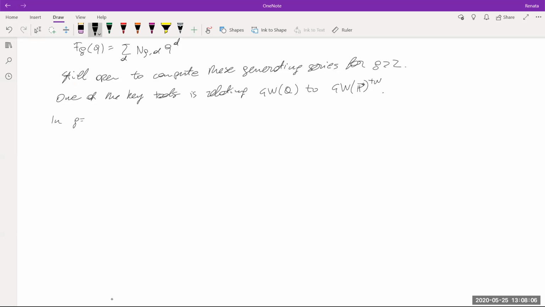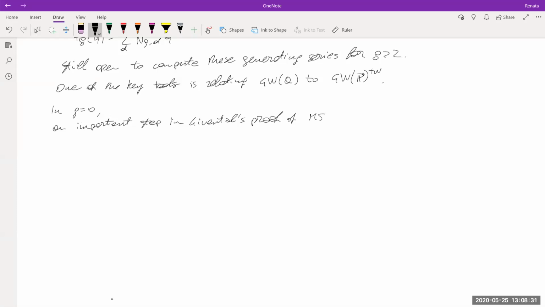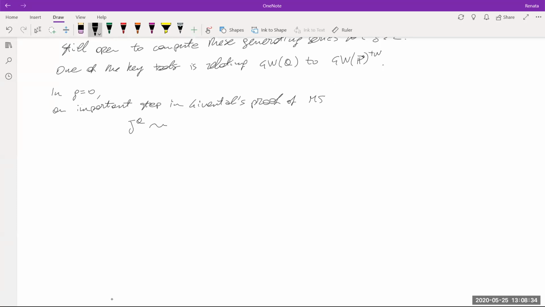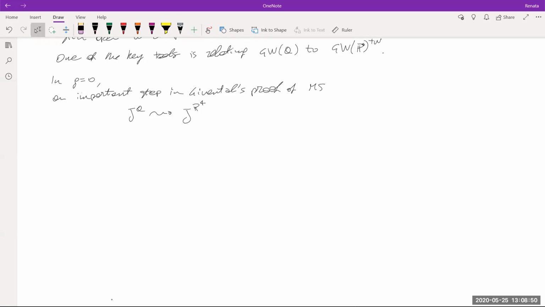So like in genus 0, there's of course the famous proof of mirror symmetry and some important step in Givental's proof is to relate the J function of the quintic to the J function of P4. Because for the J function of P4, there's torus localization with the torus acting on P4, so it's much easier to handle and to compute.